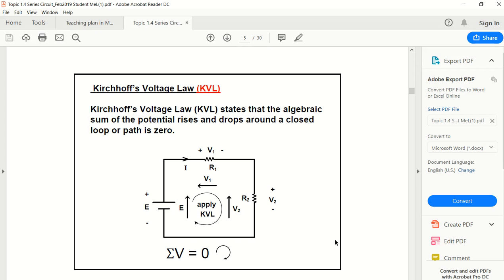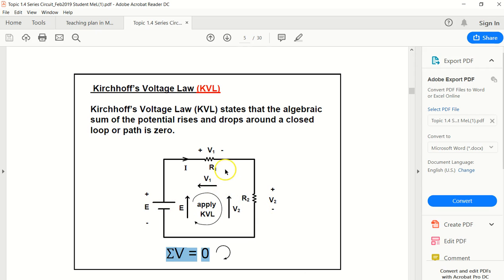Now Kirchhoff voltage law states that the algebraic sum of the voltages across a closed loop path or a series circuit, right? The resistors like this, as you can see, R1 and R2, the sum of voltages across the circuit here is equal to 0. So what it means is this. So this is the example.